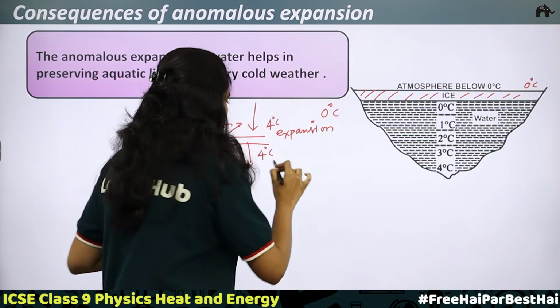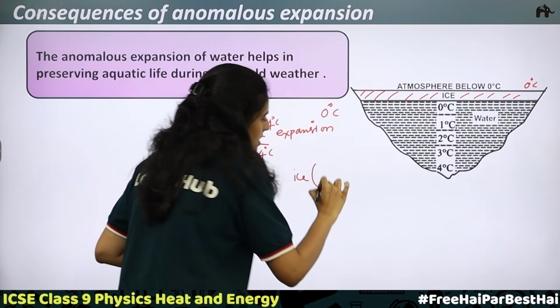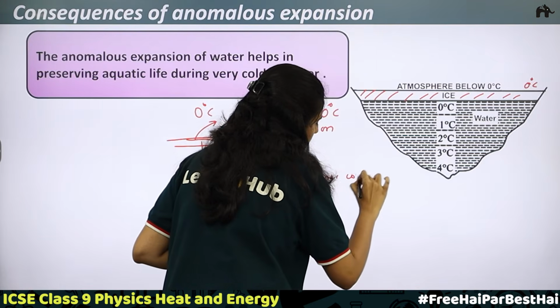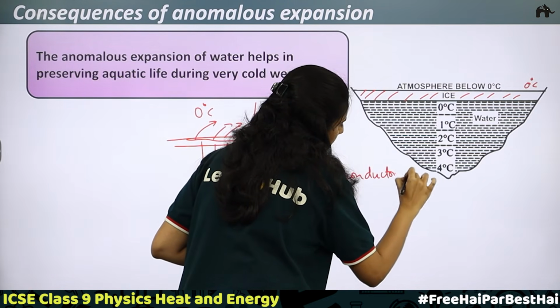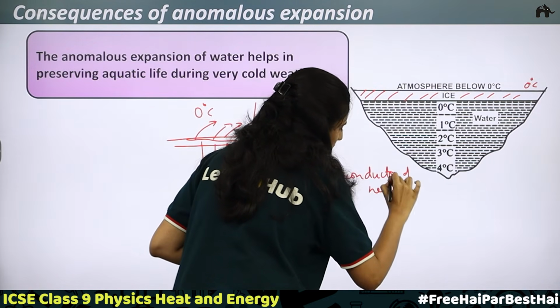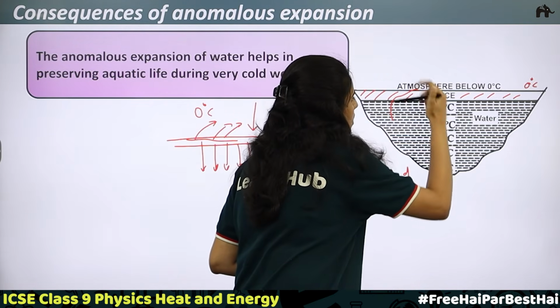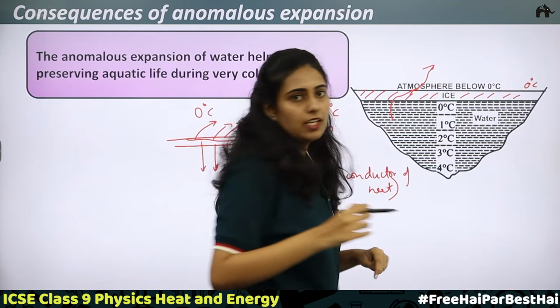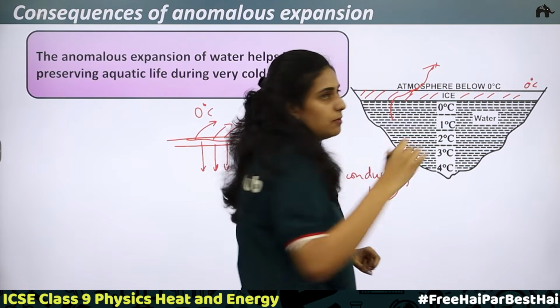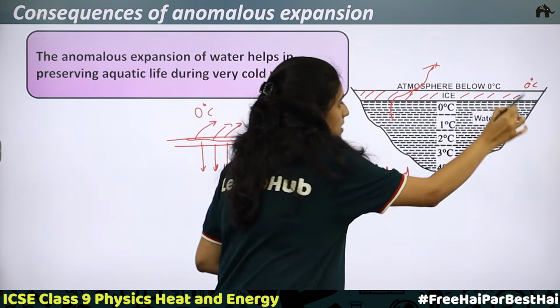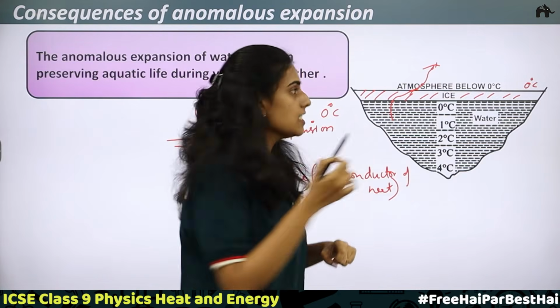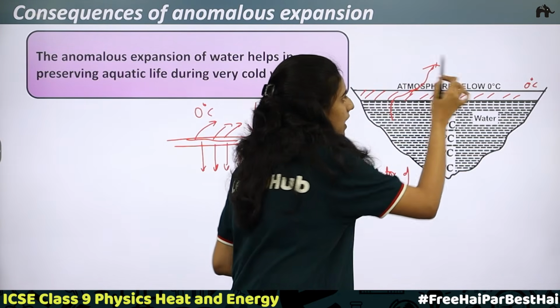Now, what about the case of ice? Ice is a poor conductor of heat, which means the heat energy that is inside cannot go outside from now on. It cannot be radiated outside, because ice, being a poor conductor of heat, does not allow the heat to escape.